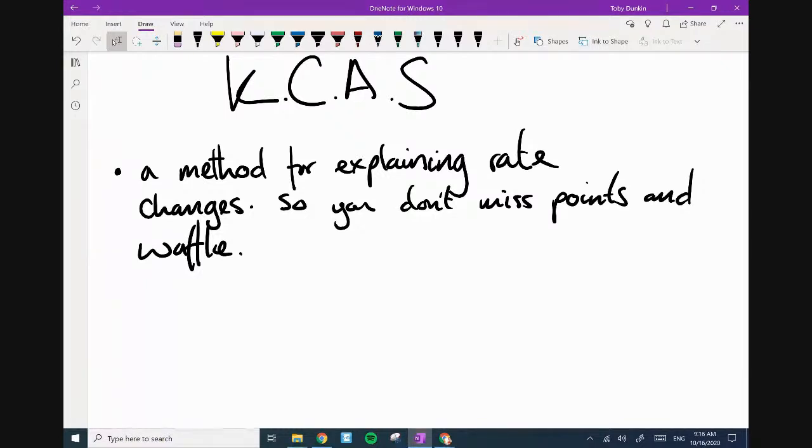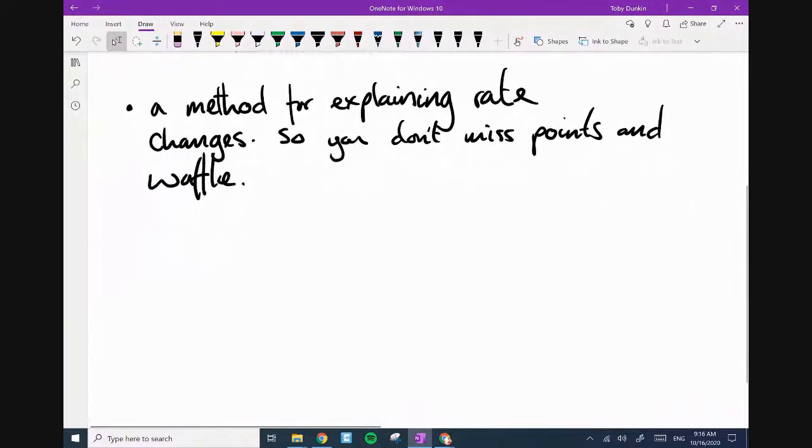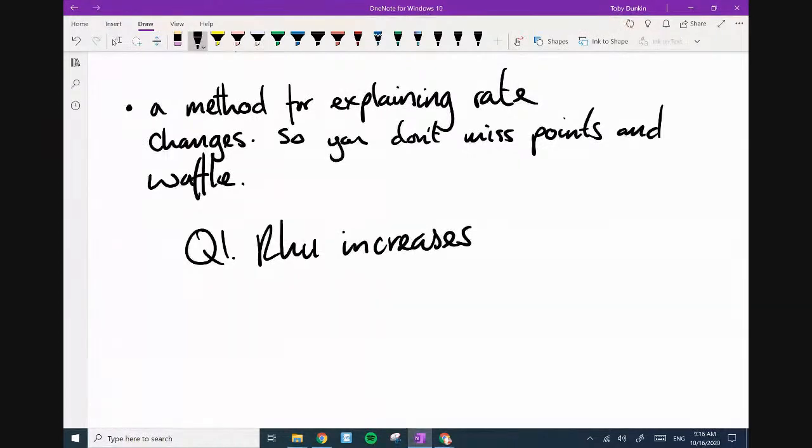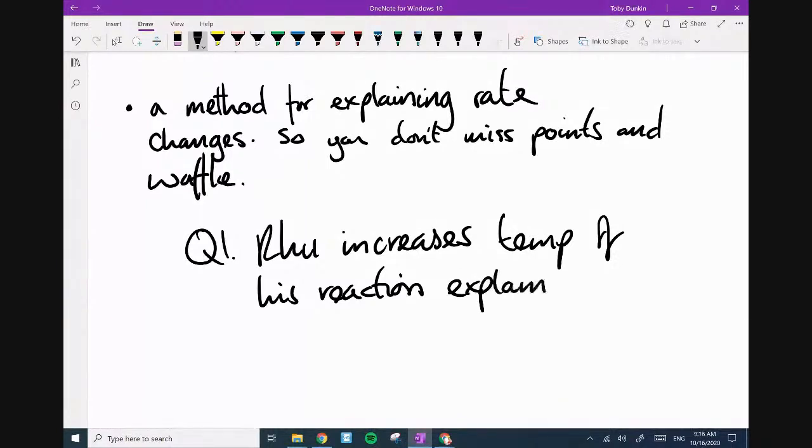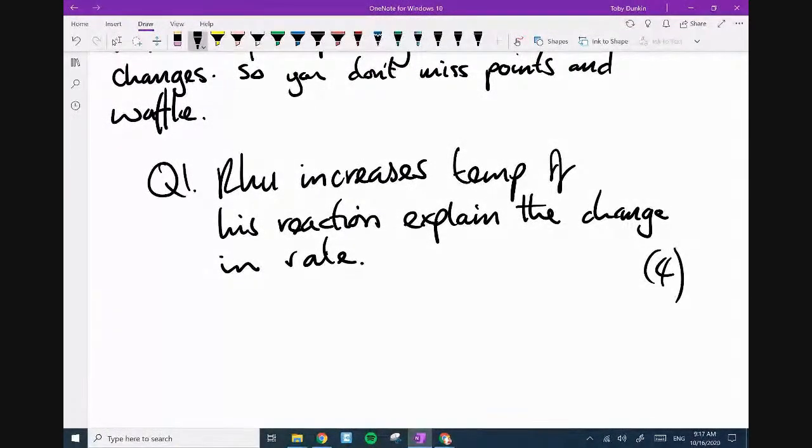You guys love to waffle, and the problem is when you waffle, you don't actually ever know how many points you're going to get. Here's the question. Question number 1. Rue increases the temperature of his reaction. Explain the change in rate. So this question is 4 marks, and you guys will waffle for Malaysia.